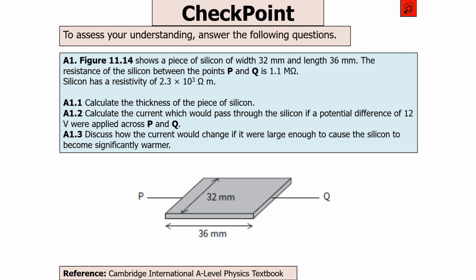Calculate the current that will pass through the silicon if a potential difference of 12 volts were applied across P and Q, and then discuss how the current would change if it was large enough to cause the silicon to become significantly warmer. So pause the video now, then unpause the video when you want to go through your answers.